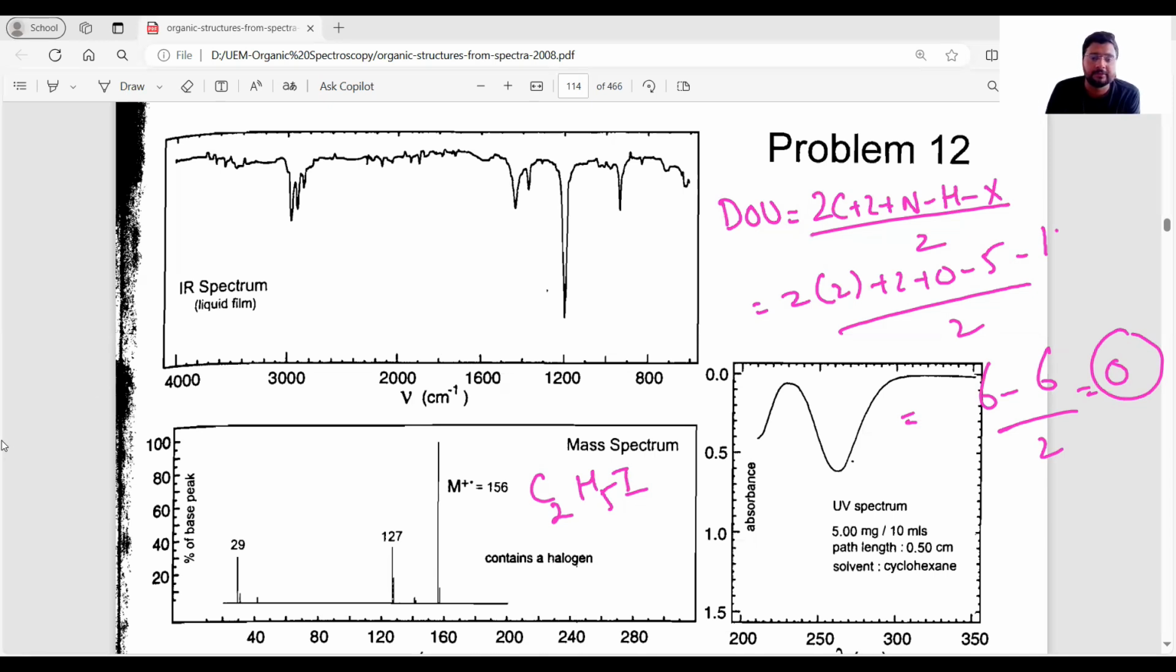If you see the mass spectrum of this unknown compound, the mass spectrum is clear. You are getting only sp3 CH stretch over here. There is no important information from the IR spectrum of this unknown compound. Okay, now let's move forward.